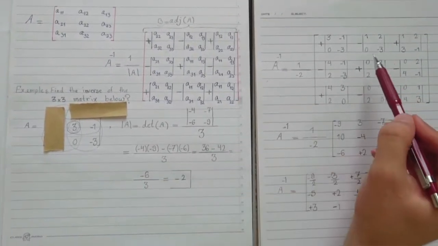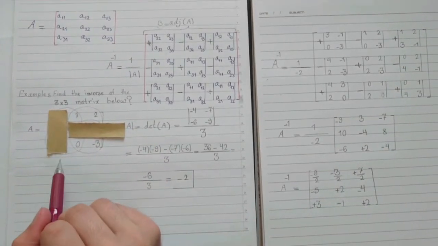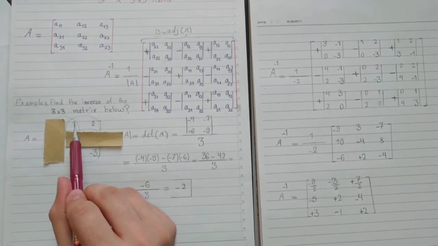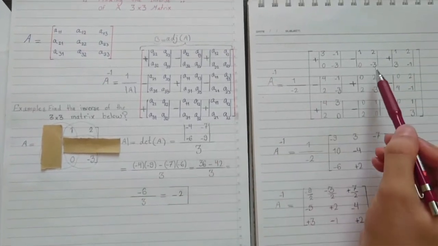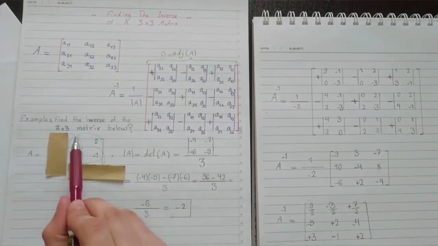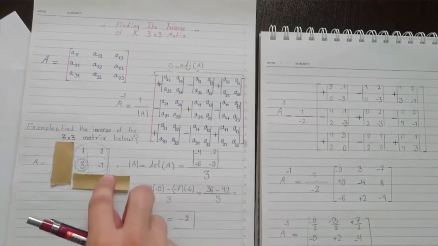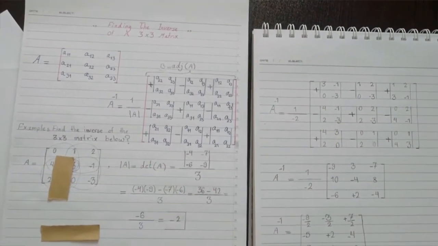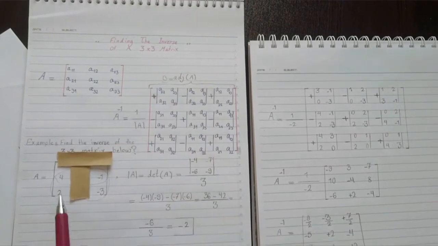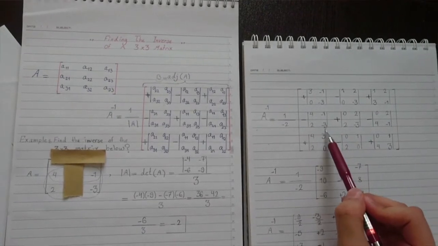And the second entry is equal to the determinant of the matrix left after ignoring the first column and the second row, actually, which is 1, 2, 0, and negative 3. Okay, and the next entry is going to be 1, 2, 3, and negative 1, and entry b sub 2 1 is equal to the determinant of the matrix left after ignoring the second column and the first row, which is 4, negative 1, 2, and negative 3.